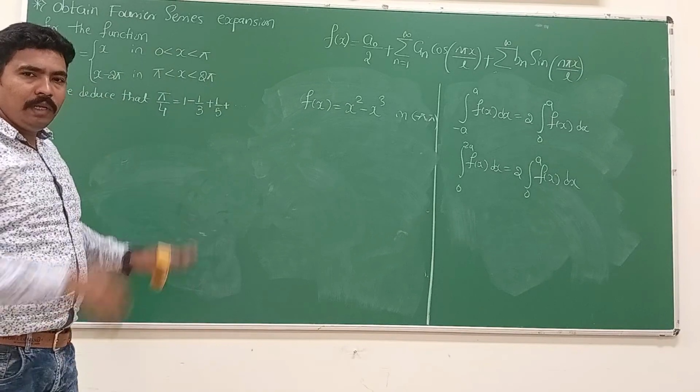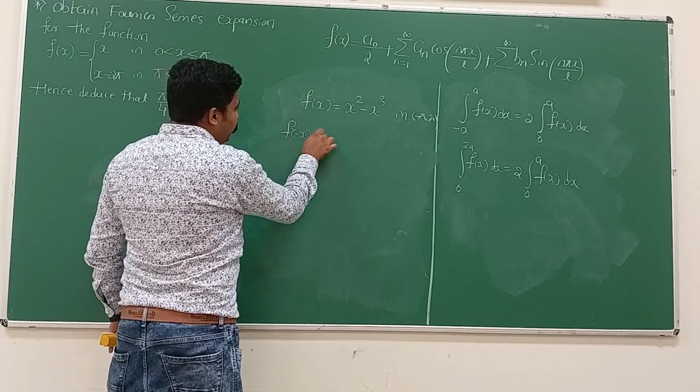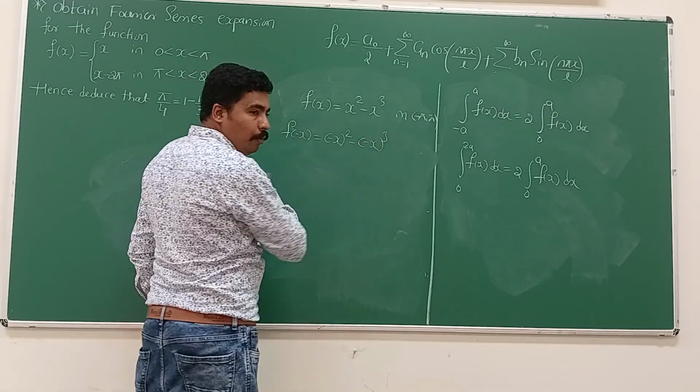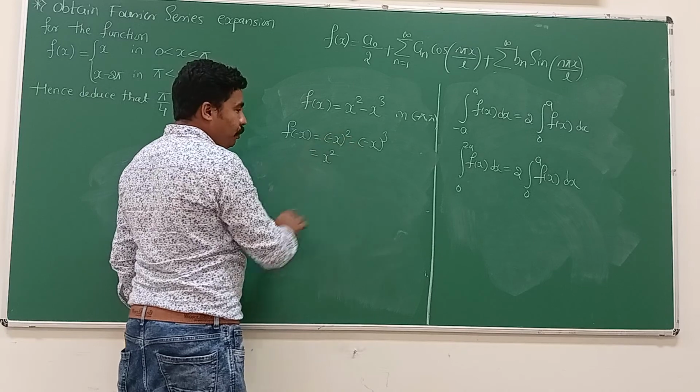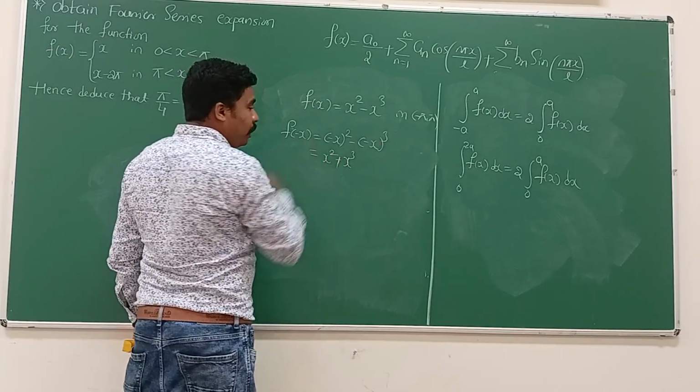Now we know how to check whether it is even or odd. We have to replace x by minus x. So what happens? It is minus x whole square minus minus x whole cube. Minus x whole square means x square, minus x whole cube means minus x cube, and minus into minus gives plus x cube.